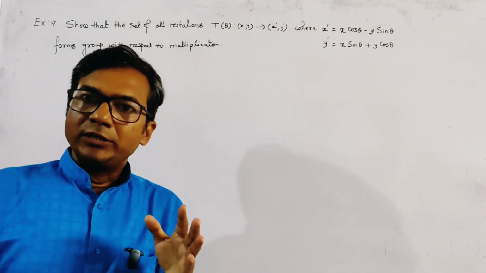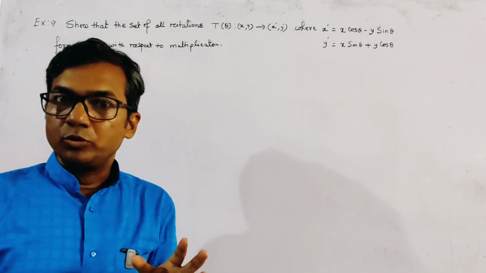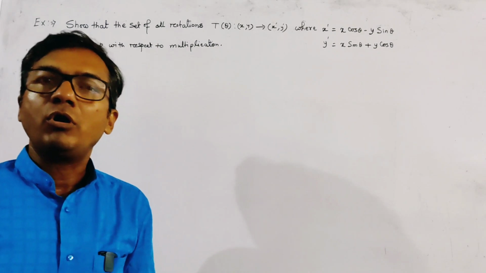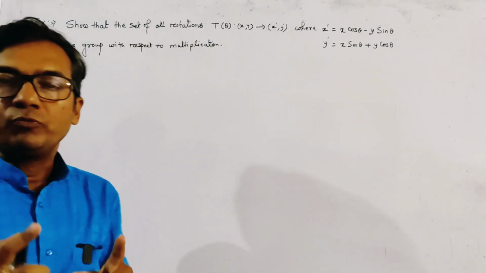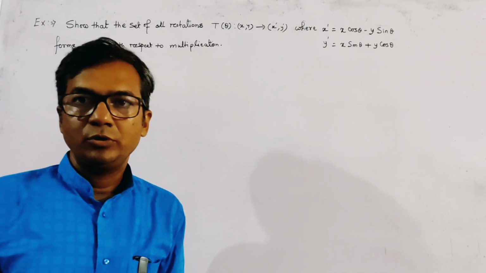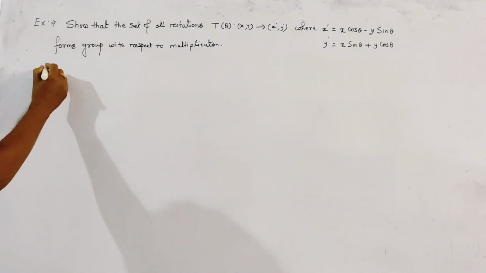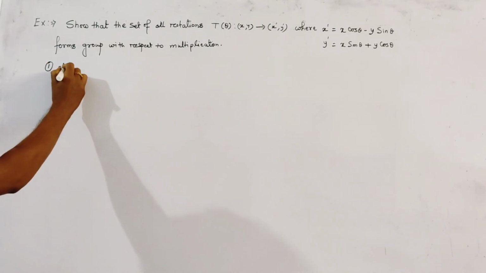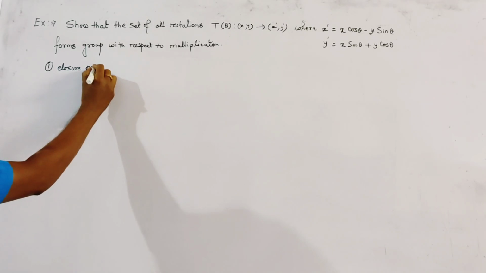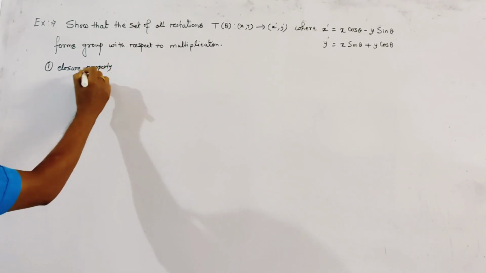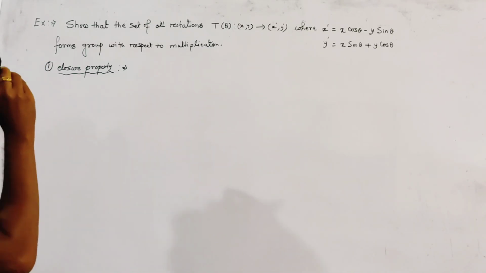To show these rotations form a group with respect to multiplication, or with respect to the composition of mapping, we have to prove 4 properties of a group. Now the first property of the group is the closure property. This is the first property.